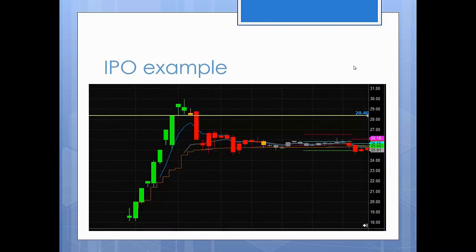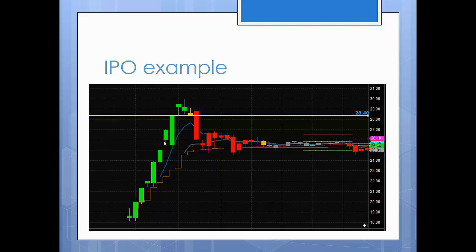Now, this is an IPO example, which was halted, I guess, 2 times. It was halted right in here, reopened, surged up, halted again, reopened, surged up. So it was halted once, twice, 3 times, and then it dropped down, was halted a fourth time, and then it was sideways. That's how risky these can be, from $18 up to $30. And this is only in a matter of about 20 minutes.